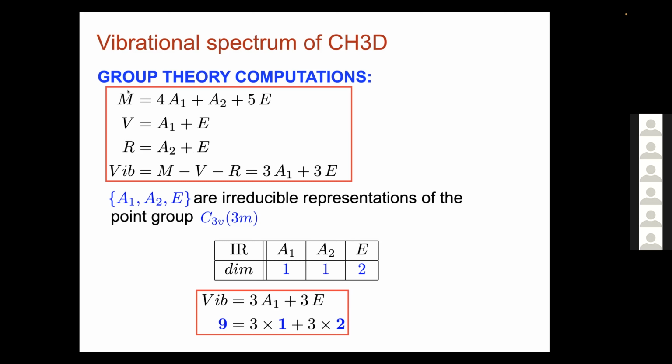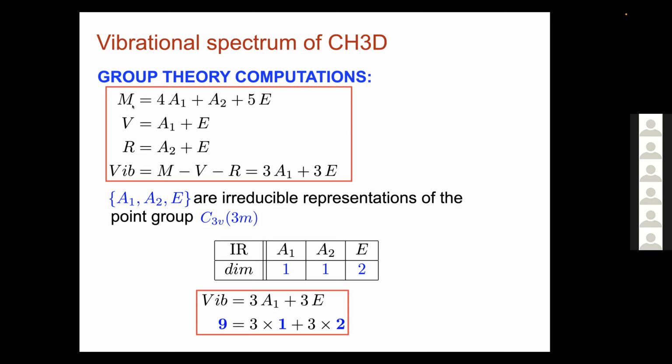Our molecule has 5 atoms, so any deformation of the molecule is specified by giving the displacement of each atom. So this is 3 times 5. I have to give 15 numbers. So this is a 15-dimensional vector in a vector space. How these 15-dimensional vectors transform under the operation of the group is described by 15 by 15 matrices, which constitute the mechanical representation.